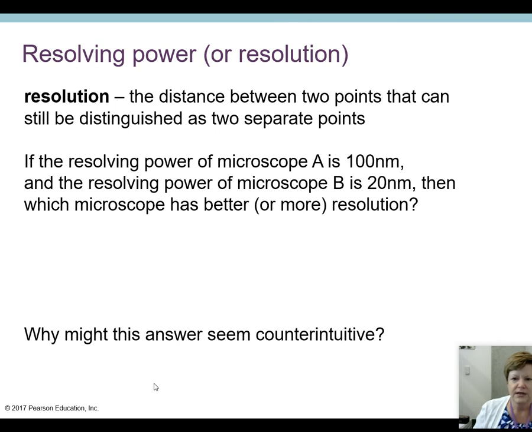Okay, so in the next lecture segment, I'm going to explain the concept of resolution or resolving power. I think we'll start with that on the next lecture segment.